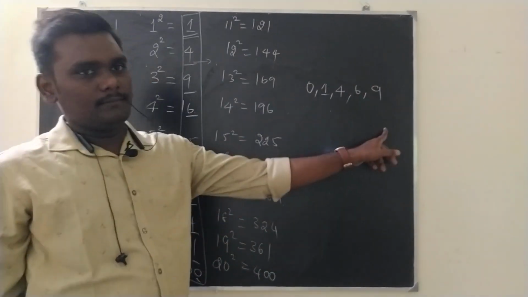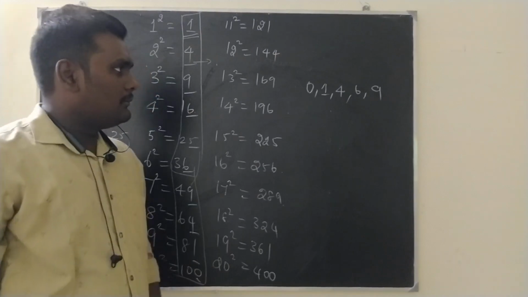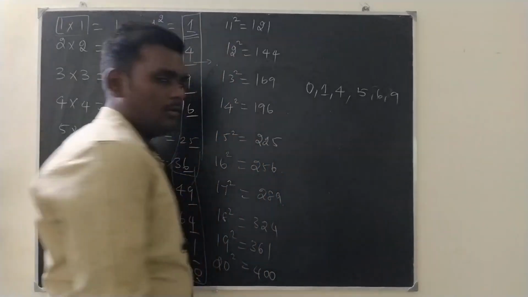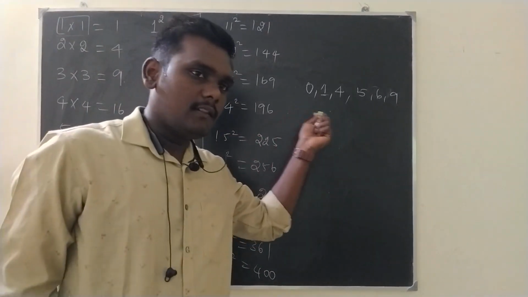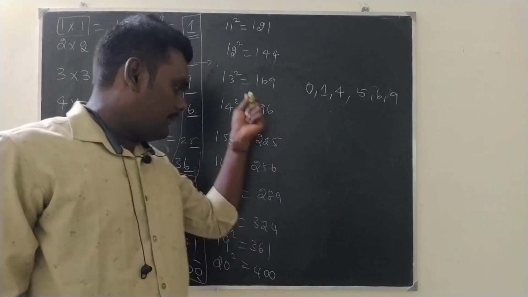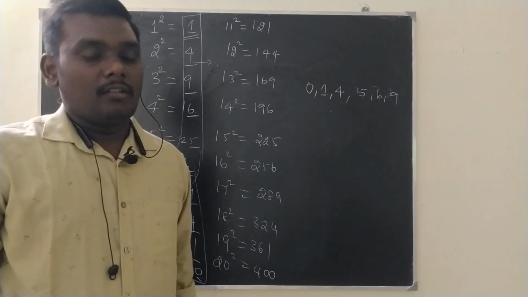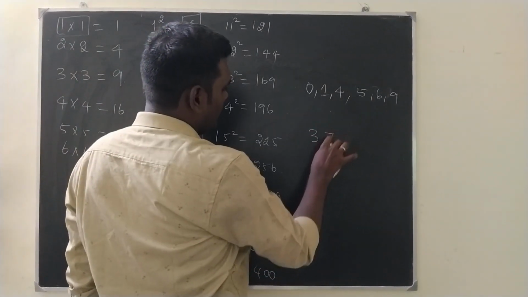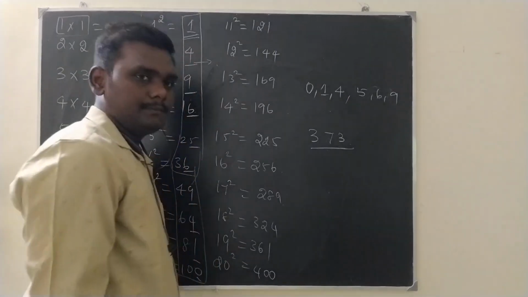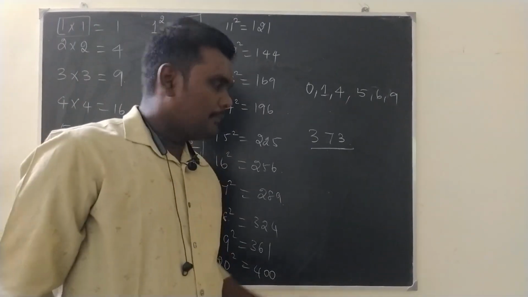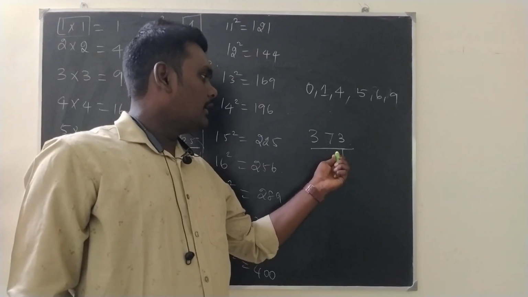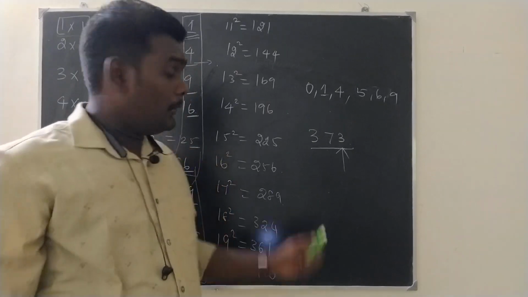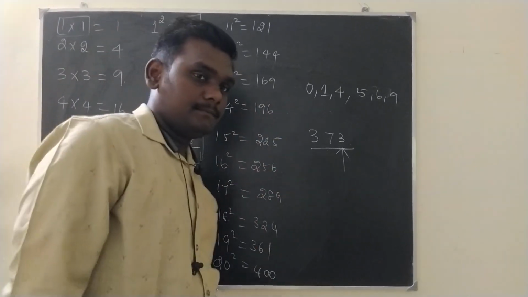Other than these numbers, if any number ends with any other digit, it is not a perfect square. Only 0, 1, 4, 5, 6, 9 could be the end digit of a perfect square. For instance, if you want to check whether 373 is a perfect square or not, simply by this unit digit we may decide it is not a perfect square. Why? No perfect square ends with 3.